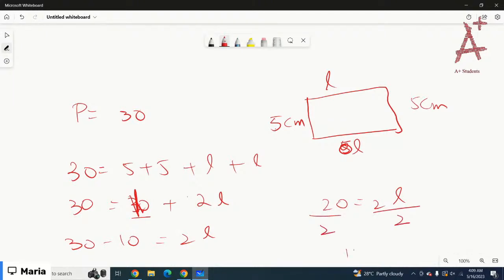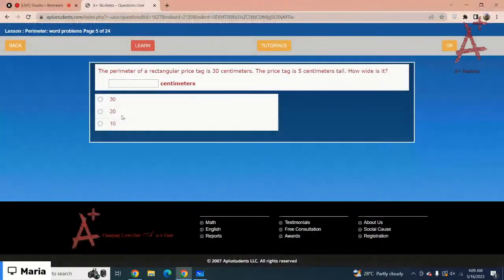It would be 2 times 10 is 20. That means the other two sides have the measurement 10 and 10. You can check by adding 10 plus 10, 20, and 5 plus 5 makes 30. So it would be 30. Got it? So that means it would be 10. The correct option is 10.